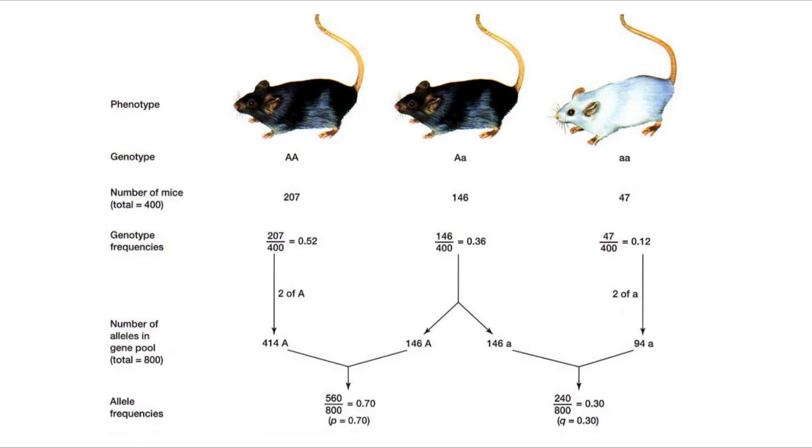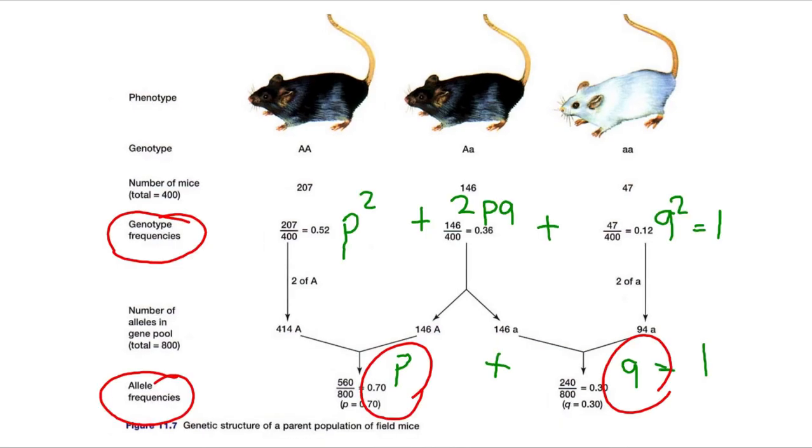However, this population is not actually in Hardy-Weinberg equilibrium. And I know that just by looking at it, because all of these do add up. Like if you add up the 5200ths, 3600ths, and 1200ths, it does equal 1. And if you add up 7/10 and 3/10, it does add up to 1 as well.